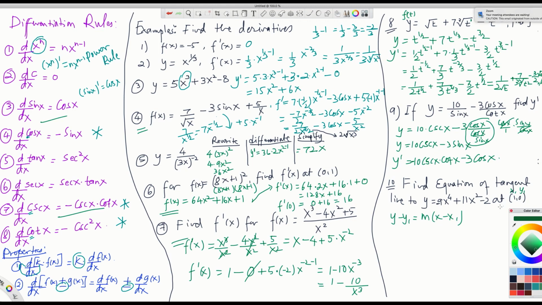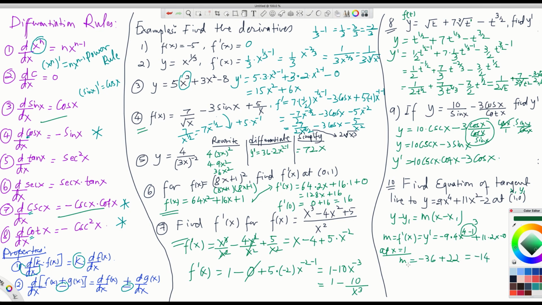So at (1, 0), let us find m equals f prime of x, or basically y prime, right? So what is the negative 9 times 4x to the 4 minus 1, right? Plus 11 times 2x to the 2 minus 1, and then minus 0, right? So m at x equals 1, m is basically negative 36, because x is replaced by 1, and 1 to the 3rd is just 1. Plus 11 times 2 is 22, times 1 is 22. So your m is negative 36 plus 22, which is negative 14.